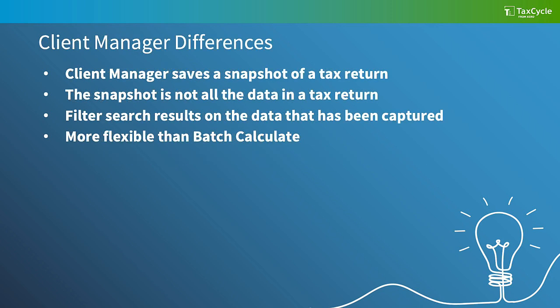So how does this tool differ from Client Manager? Essentially, Client Manager saves a snapshot of the tax return when you click Save. The Client Manager server is notified. It looks at the return. The snapshot doesn't include all of the data from inside the tax return. We just capture a few key data points and we index those away. So when you run a search, we use these data points for filtering and so forth. Which is a bit of a limitation on the filtering because we can only filter on what we capture in that snapshot.